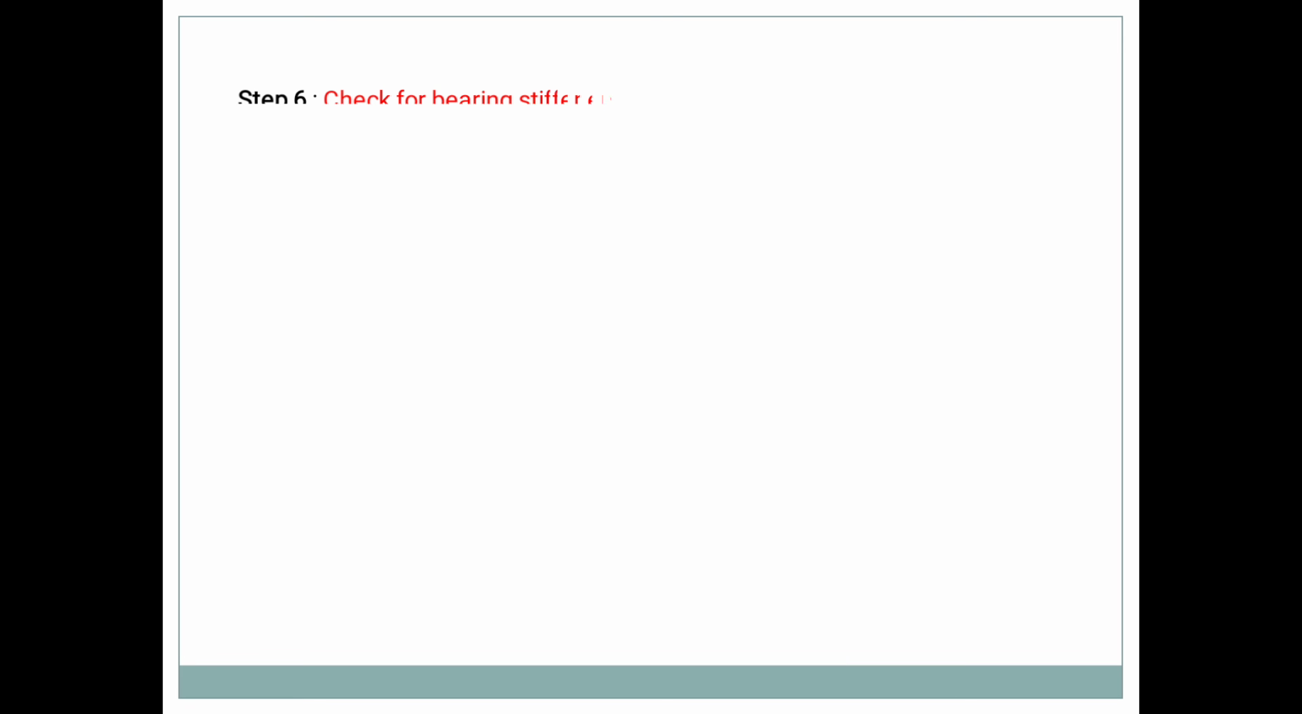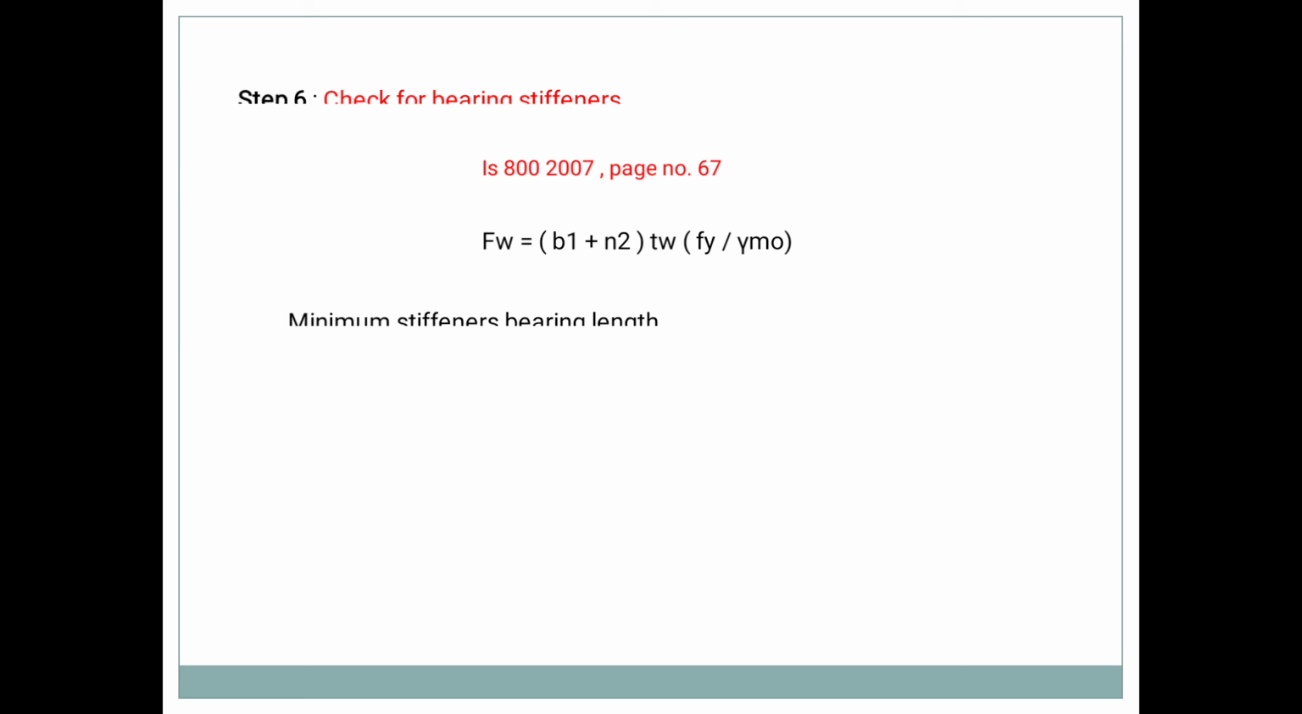The next step number 6, check for bearing stiffness. It will be taken from our code book, page number 67, from IS 800 2007. So Fw is equal to (b1 plus n2) into tw into fy divided by gamma m0. Now we need to find out the minimum stiffener bearing length b1. b1 is equal to bf by 2. So bf is equal to 350 divided by 2, then it is equal to 175 mm.